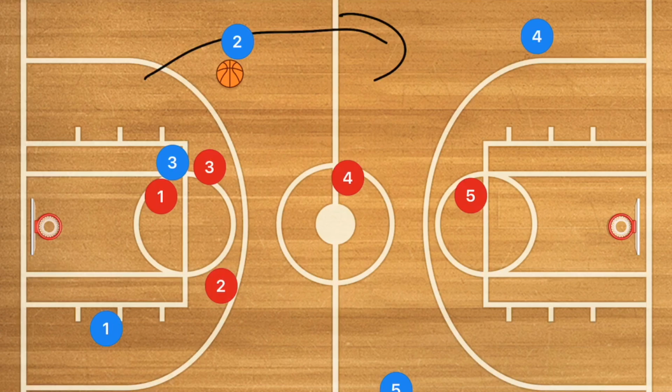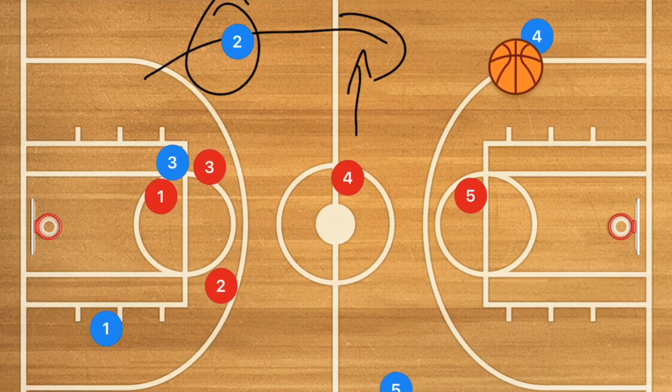This is when you do not dribble the ball up the sideline. This is when you can do one of two things. And this player 2 has to think super quick. If player 4 is not cutting off that pass right away, player 2 could pass to player 4 and we can set up our offense. That's the best case scenario.